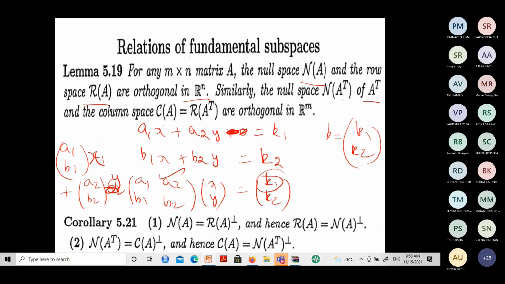So what is the column space? Set of all linear combinations of the columns, right? So for that constant C1 and C2, I'm taking X and Y. Right? So if you add these two, what do you get? A1x plus A2y, B1x plus B2y. That is actually equal to K1, B1x plus B2y equal to K2. So that itself shows that B is in the column space of A. Only if this happens, then I can say that this particular system has a solution.